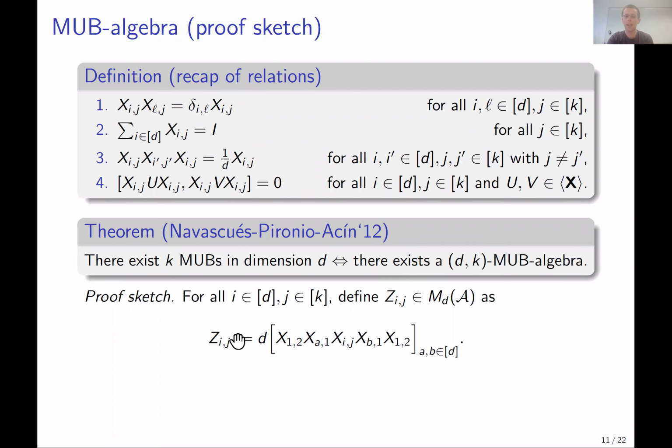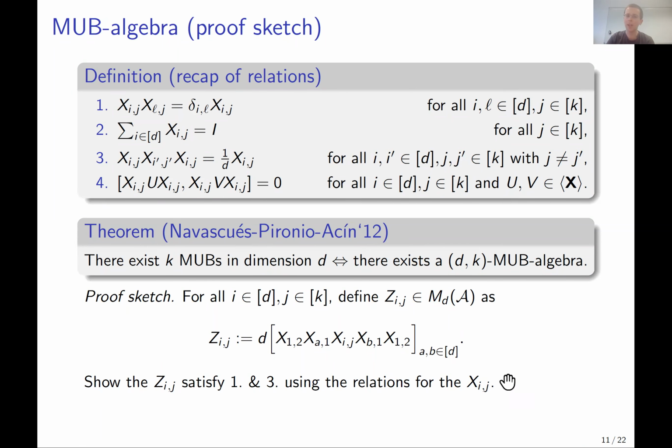The way they do this is they sandwich xij with xa1 and xb1 from the left and right, where A and B run over the interval D, and then they put x12 on the left and the right. The fact that there's a 2 here and a 1 here is just that you pick something arbitrary as long as they're not the same. If you construct these matrices Zij, you can pretty straightforwardly show that they satisfy the first and the third condition of this MUP algebra, just using the same relations for the xij's.